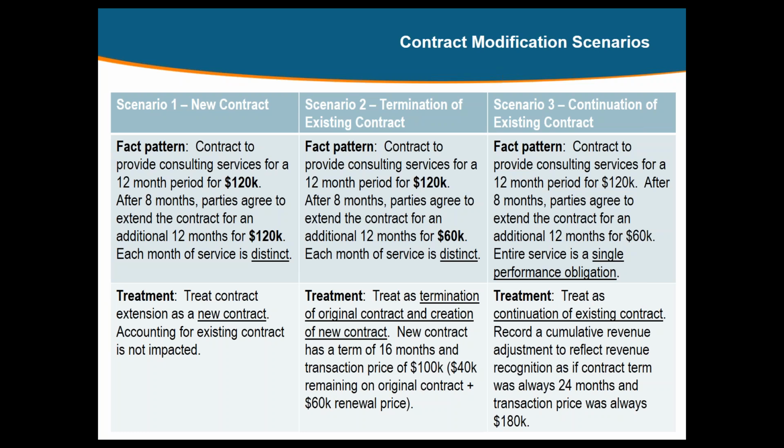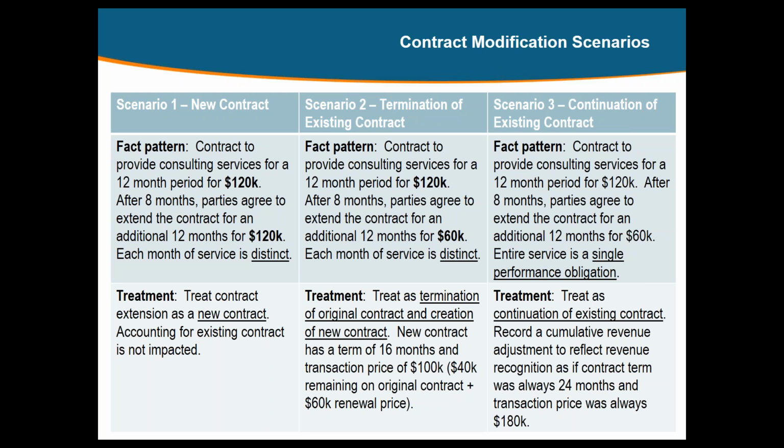And this would be the case when the modification adds distinct goods or services, and those distinct goods or services are at standalone selling price. So looking at this fact pattern, the contract is to provide consulting services for a 12-month period for $120,000. After 8 months, the parties agree to extend the contract for an additional 12 months for $120,000 and assume each month of service is distinct.